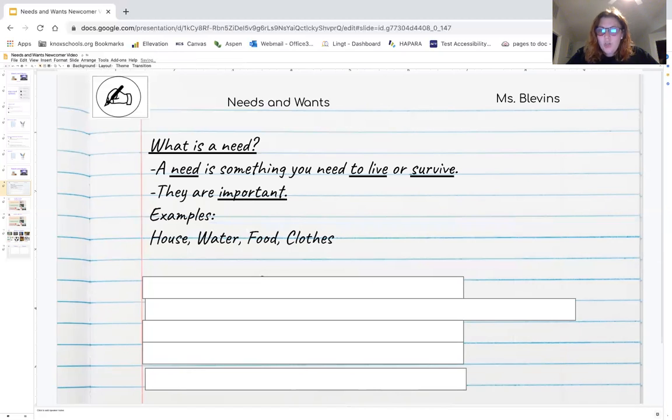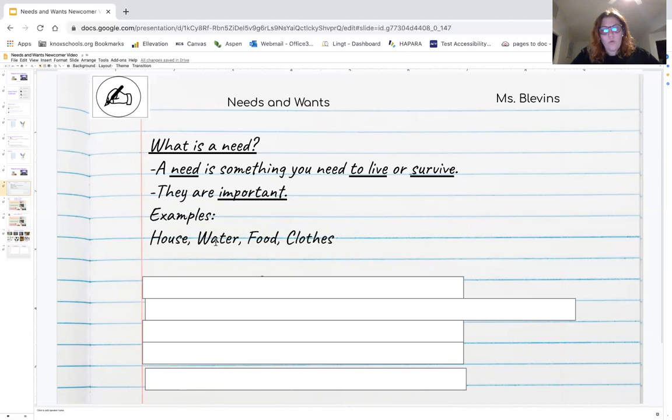And clothes are a need. Clothes are very important. We need these to survive. So we need a house, water, food, and clothes to survive. These are very important for us, and that is why they are needs. These are also things that we can buy. We can buy water, we can buy food, we can buy clothes, and we can buy a house.